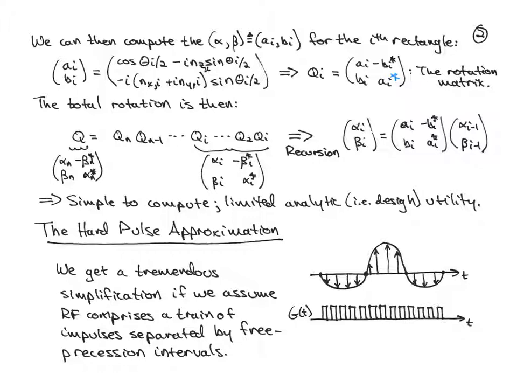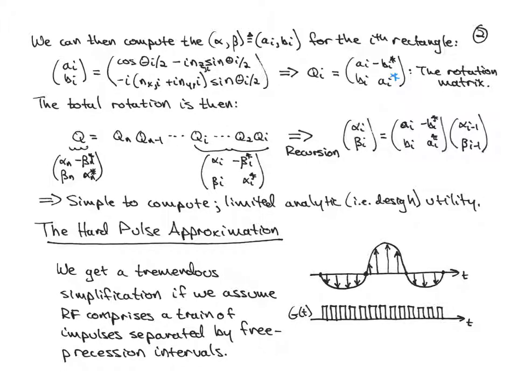This means though that we can also propagate forward an initial spinor as a recursion. So if we have an initial spinor, for example if we start with no rotation, in which case alpha would be 1 and beta would be 0, we can get the next time point by multiplying the current spinor by the rotation parameters for the ith time point, and that gives us the spinor after the ith time point. So this makes it simple to compute using this recursion, but it gives limited analytic or design utility.